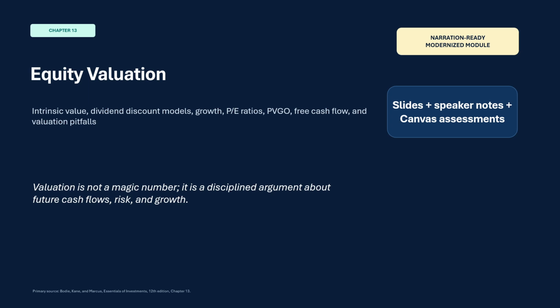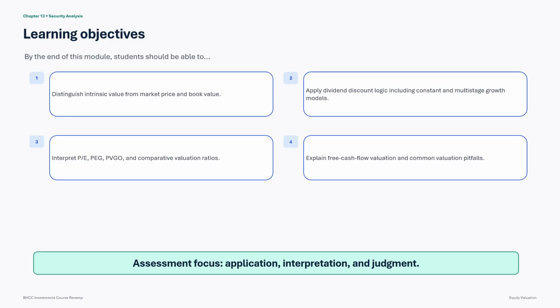The goal is not to find one magic formula. The goal is to build a disciplined process that asks what cash flow can reach owners, how fast it can grow, how risky it is, what the market already expects, and what evidence would change the conclusion. A spreadsheet can calculate value. It cannot decide whether the story deserves to be believed. That is our job. By the end of this module, students should be able to do four things.